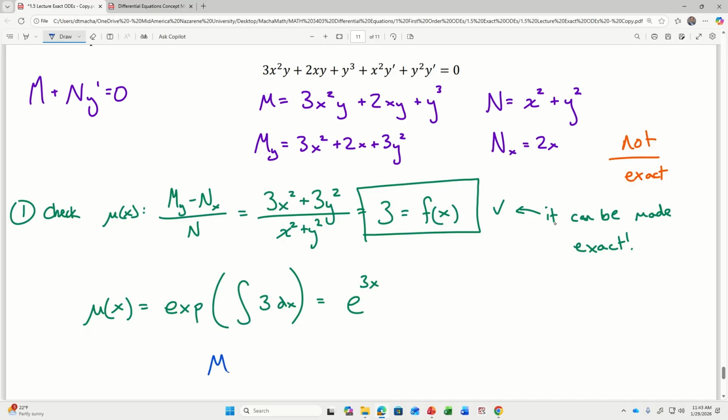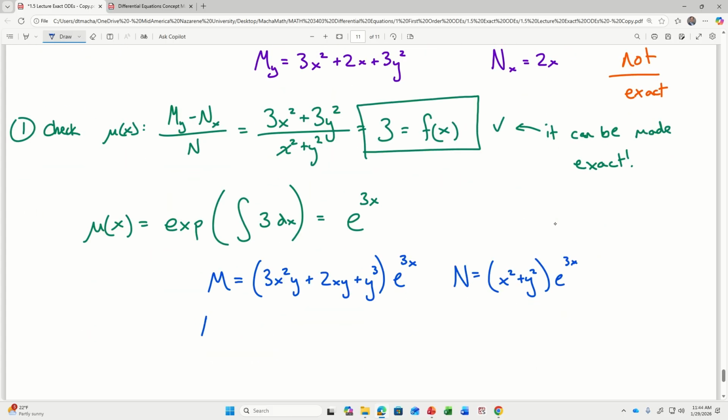So that way, my M is now going to be 3x squared y plus 2xy plus y cubed times e to the 3x. N is going to be x squared plus y squared times e to the 3x. Let's double check and make sure that My is equal to Nx. Make sure that my equation is exact now.